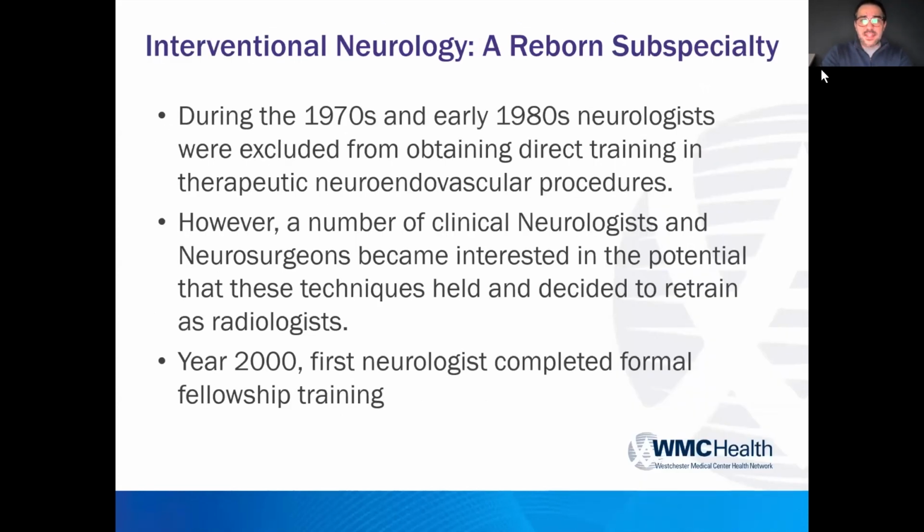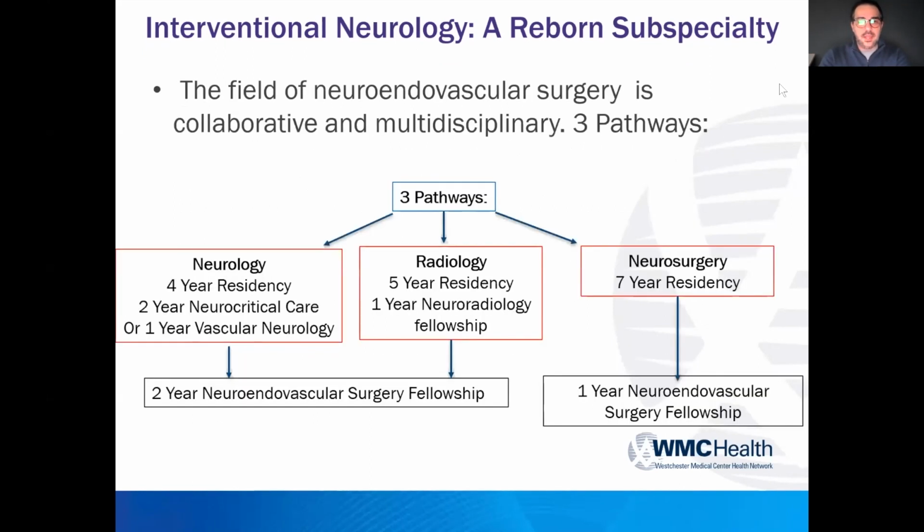In the 1970s and 1980s, neurologists and neurosurgeons were excluded from obtaining training in therapeutic neuroendovascular procedures. However, the number of clinical neurologists and neurosurgeons interested in the potential that these techniques held increased, and they decided to train as radiologists. So those trained neurosurgeons and neurologists went back and did residency in radiology. Once they completed that, they started training other neurologists and neurosurgeons. The first neurologist to complete formal fellowship training in neuroendovascular surgery did so in the year 2000.